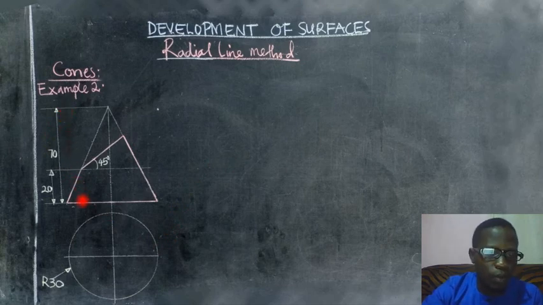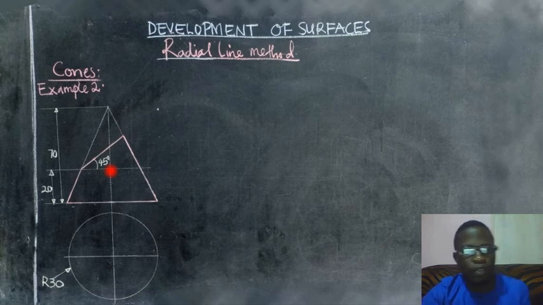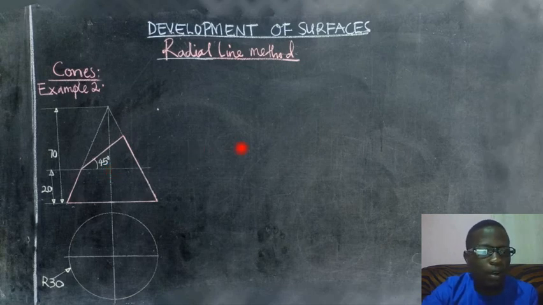We have the circle or the plan of the cone having radius 30 millimeters. We have the height from the base to the apex as 70, but we also have the 20 millimeters to the point where it is being cut, and the angle of cutting surface is 45 degrees. So the first thing you do is to copy the figure or the diagram to its perfect shape. Now after that we can now start the development.